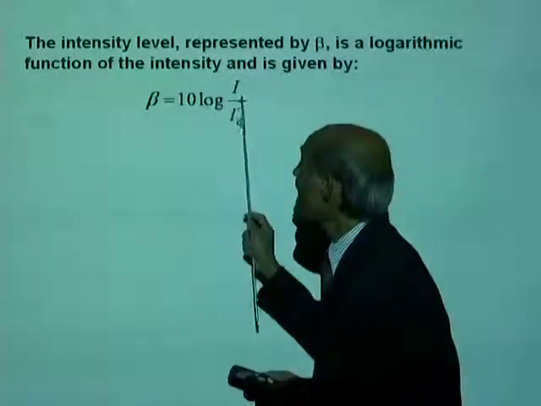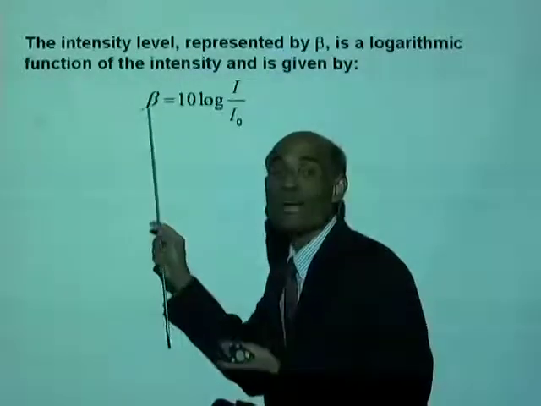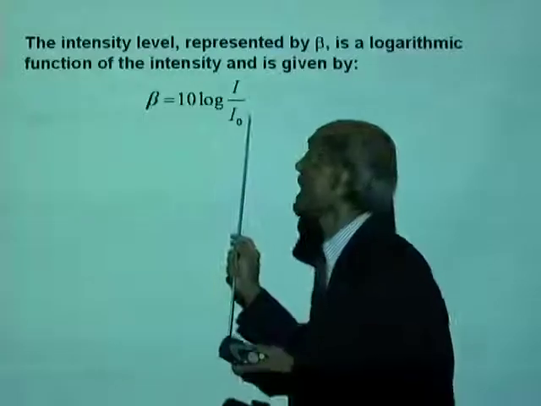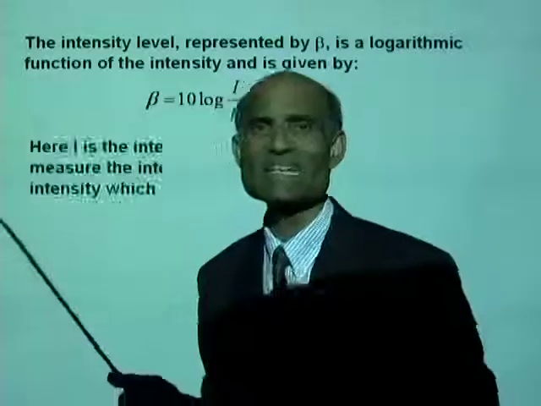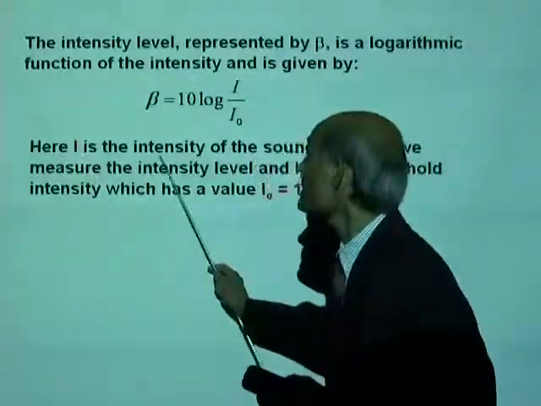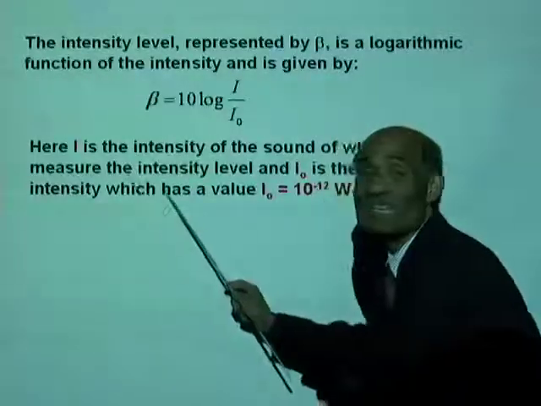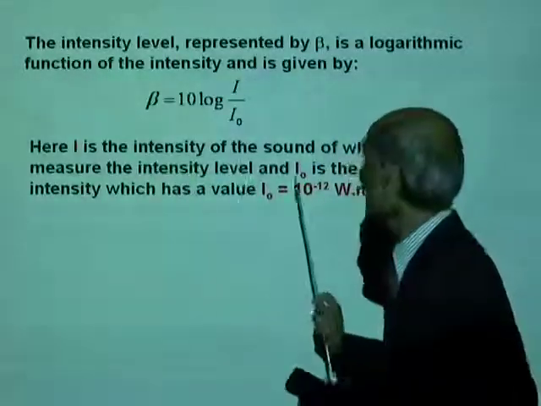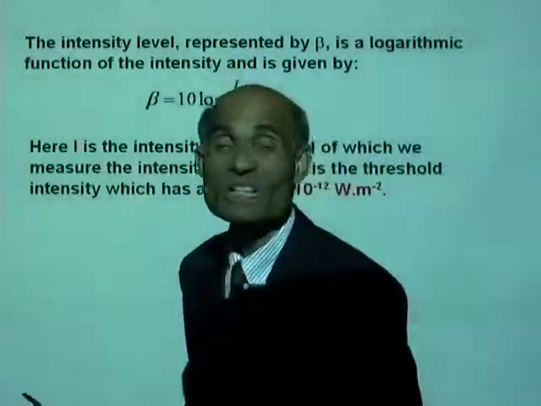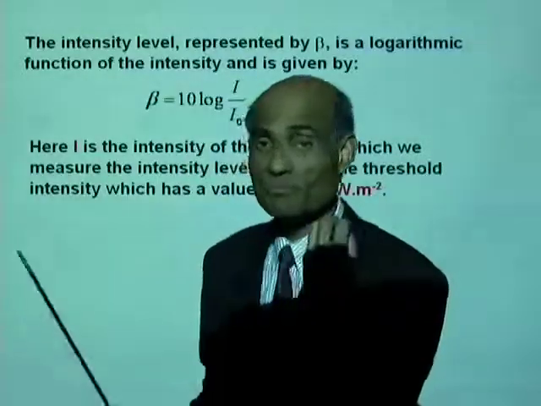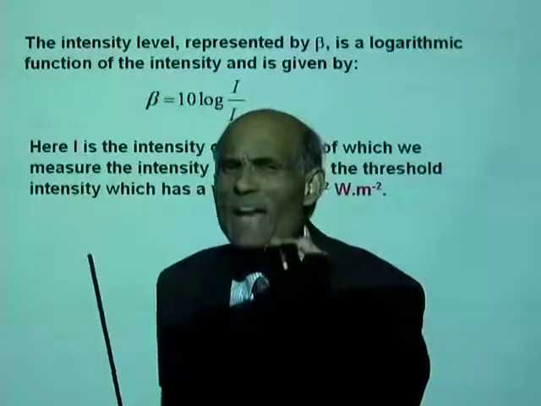where I is the intensity of the sound whose loudness we want to find, whose loudness is beta. And I0 is what is called the threshold intensity. So here I is the intensity of the sound of which we want to measure the intensity level beta, and I0 is the threshold intensity. In other words, threshold intensity is the intensity of a sound that you can barely hear.